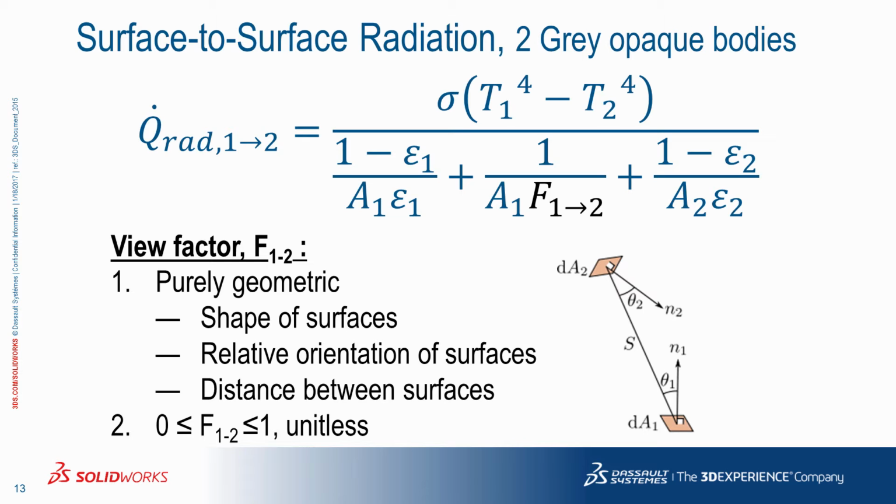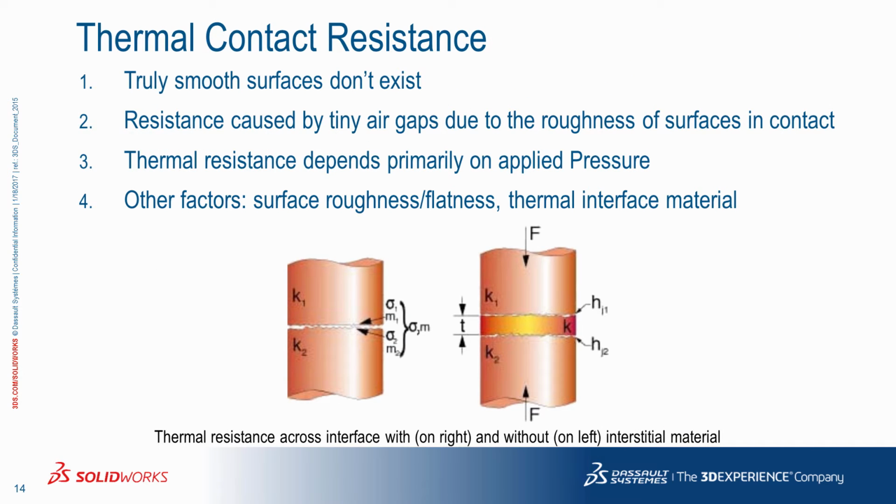0 being where the surfaces are perpendicular to one another, and 1 is where you have infinite planes which are parallel to one another. Now there are two additional considerations that we need to make for thermal analysis. The first is thermal contact resistance. That is because truly smooth surfaces don't exist. When two parts come into contact with one another, there are still small gaps in which air can get in between there, and it retards the flow of heat between those parts.